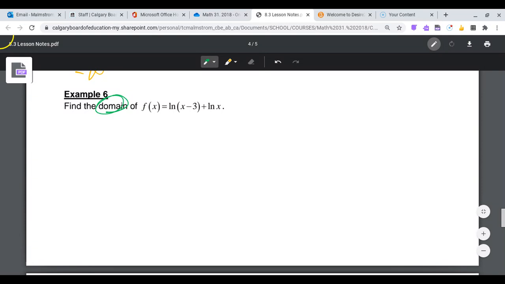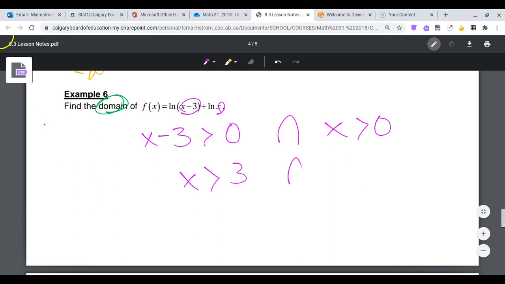Okay, so when we're looking at logarithms that are being added together, then you have to look at each of those arguments, and we have another and statement. X minus 3 will have to be greater than 0, but it has to work for the entire function, which has this plus ln x. So the other argument, x, has to be greater than 0. When I solve the first argument, I get that x has to be greater than 3. And at the same time, x has to be greater than 0.